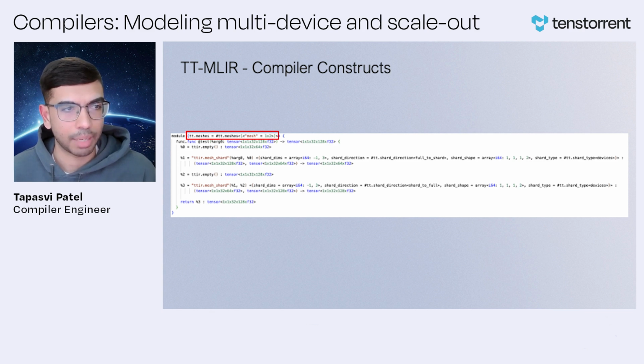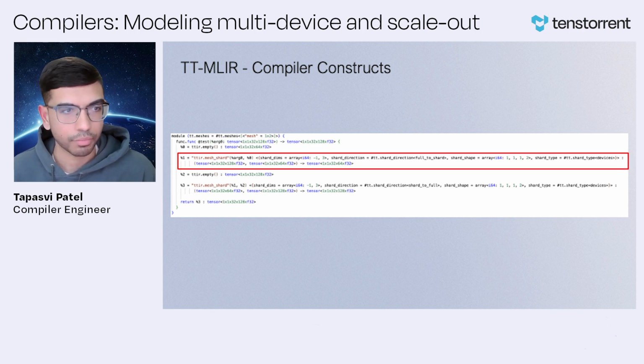So here we have a module attribute that we append onto the module. This is the same mesh that you saw on the previous slide. Here we have a mesh of 1 by 2. We have a special op called a mesh shard op. What the mesh shard op does is effectively it takes an input tensor, so in this situation our arg0 input tensor, and it's going to either replicate it, split it on device, or concat it from the device. In this situation, our arg0 tensor has shape of 1, 32, 128.